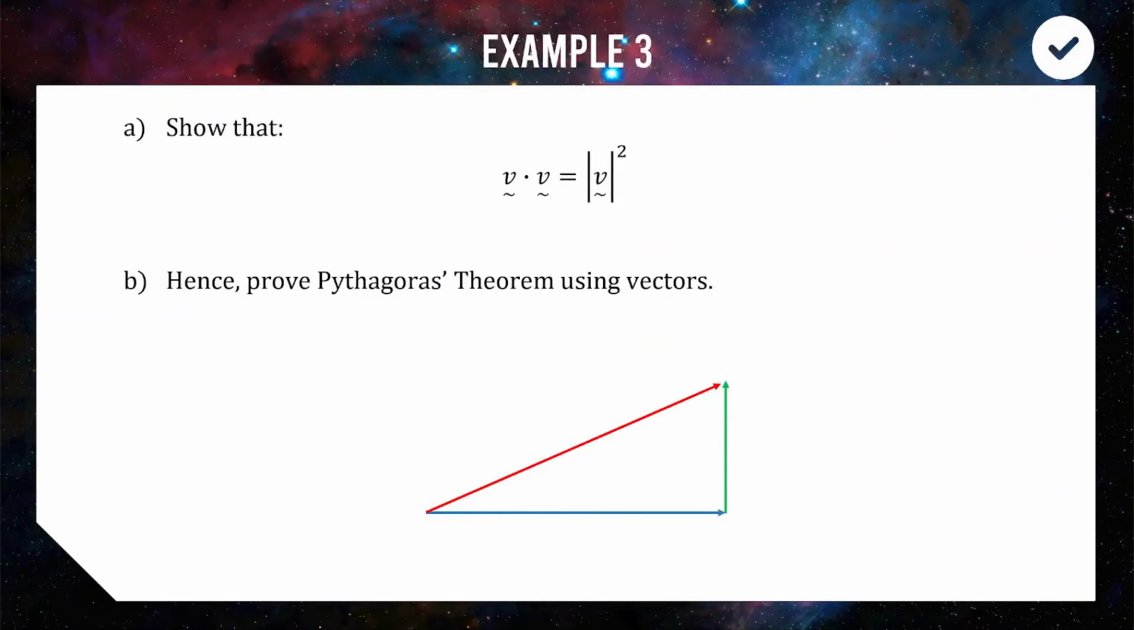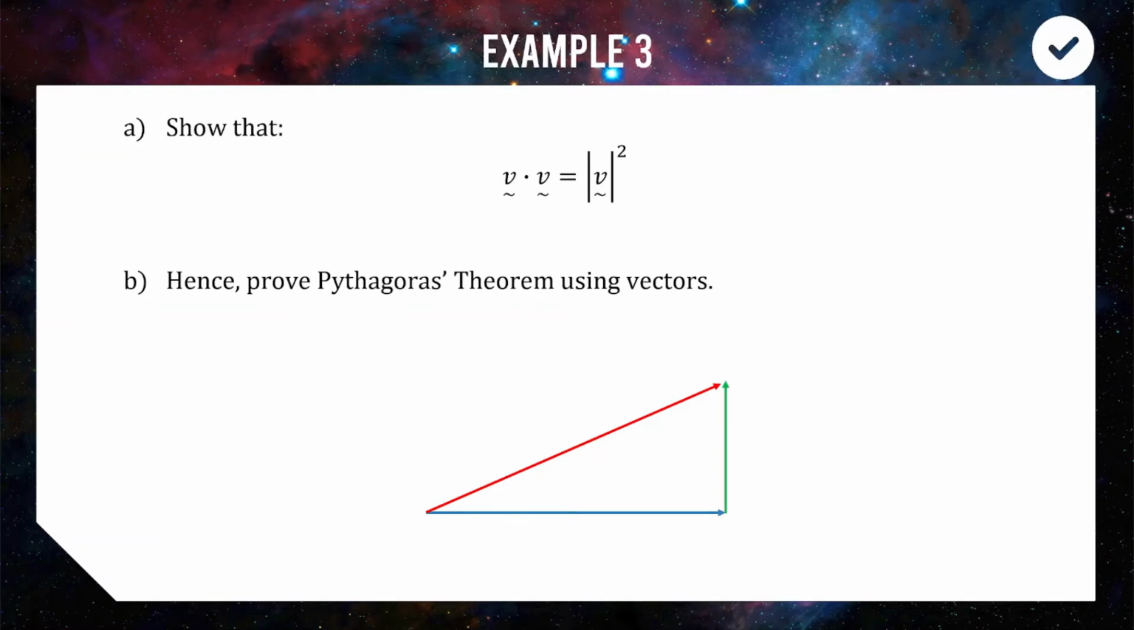All right, first up, a very useful result in both extension 1 and extension 2 is that the dot product of a vector with itself is equal to the magnitude of that vector squared. We are going to use this fact because it's going to be very useful for a couple of proofs today. We're in fact going to use it to prove Pythagoras' theorem using vectors.